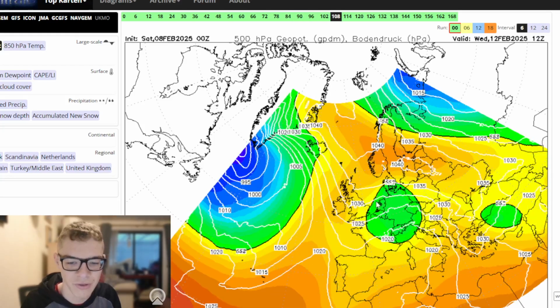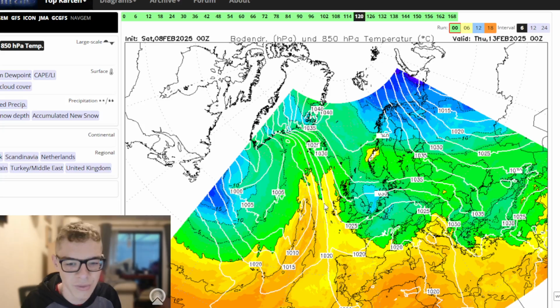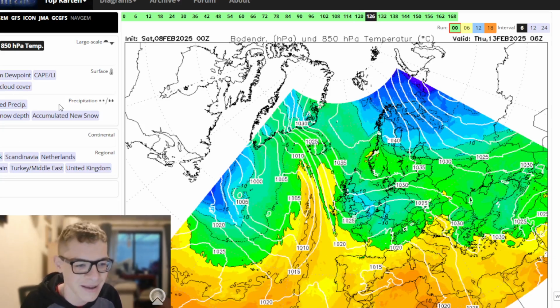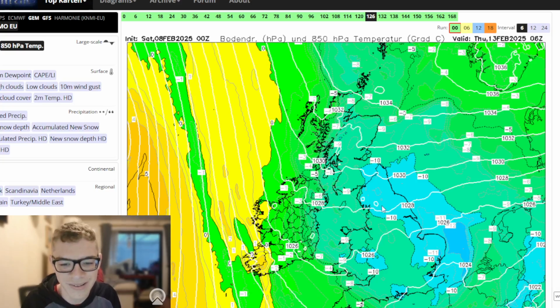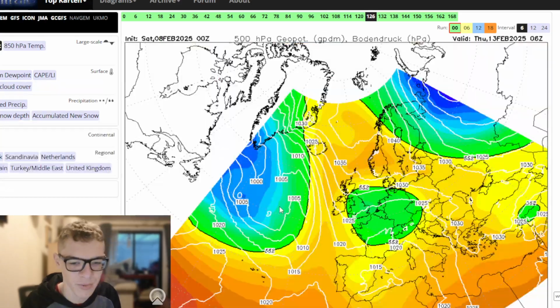Then the easterly winds continue for a few days, so on Thursday we could see another area of bitterly cold air. With the UK Met brings the -10 line into central and eastern regions, pretty cold, probably some snow around as well with that one.